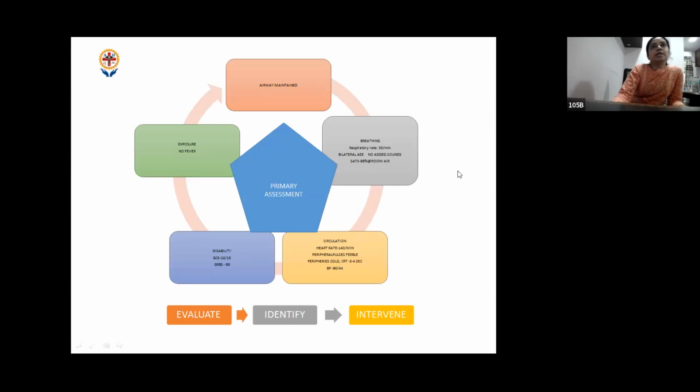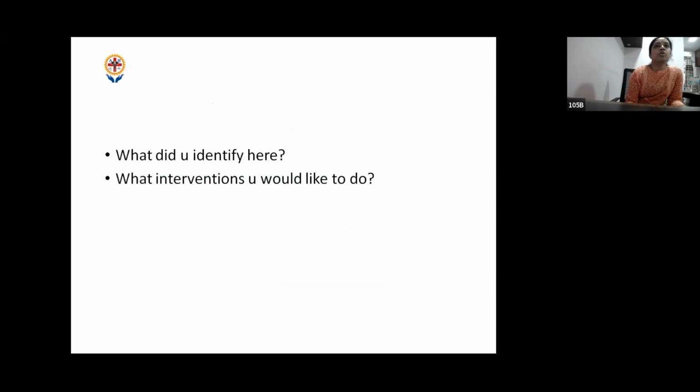So this is the primary assessment. Airway is maintained. Breathing: there is tachypnea, rate around 30 per minute, air entry equal, no added sounds, maintaining saturation at room air. Coming to circulation, there is tachycardia with feeble peripheral pulses, cold peripheries, and hypotension. Coming to disability, the child's GCS is around 10 by 15, GRBS is normal, there is no fever. So what did you identify here, and what intervention do you want to do?